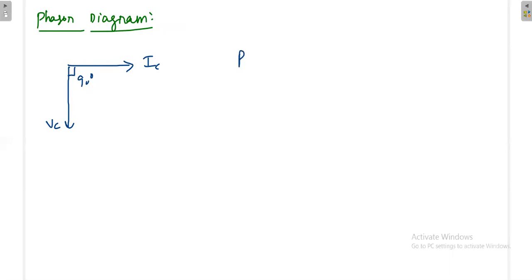What is the power factor? Power factor is always cos theta or phi, so cos 90 degrees is equal to 0. This is the phasor relationship.